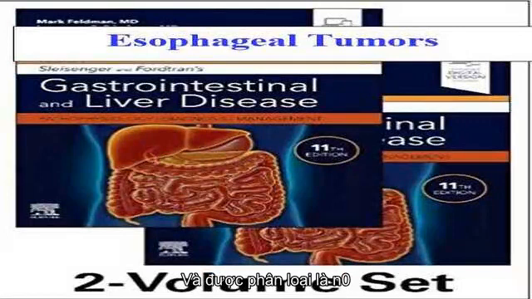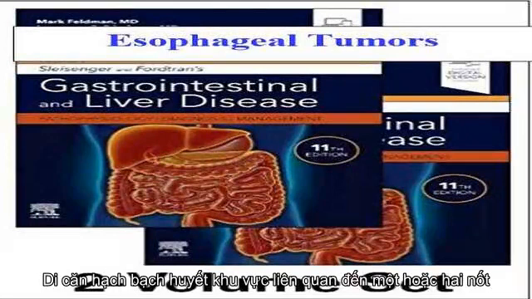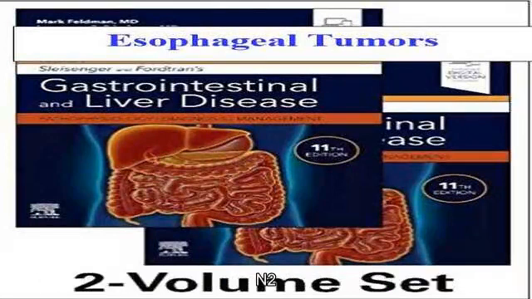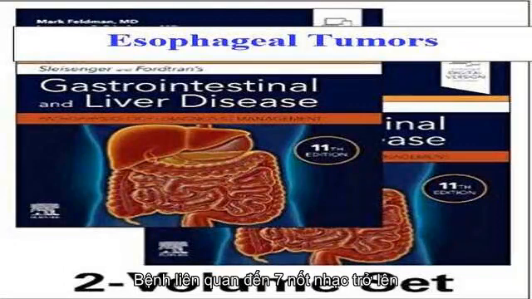N is categorized as N0, no regional lymph node metastasis; N1, regional lymph node metastases involving 1 or 2 nodes; N2, regional lymph node metastases involving 3 to 6 nodes; and N3, regional lymph node metastases involving 7 or more nodes. M is categorized as M0, no distant metastasis, and M1, distant metastasis.